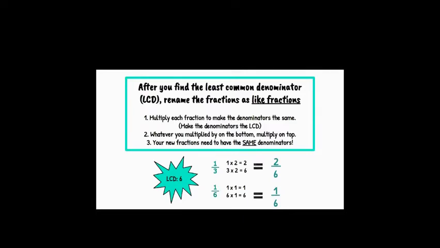If we do the one below, 1/6, once again, our denominator needs to be the LCD, which we already figured out was 6. We did 6 times 1 in order to get 6. And then whatever number we multiplied on the bottom, we have to multiply on the top. 1 times 1 is 1, so your new fraction is 1/6. So now we're ready to move on to the next step, now that we have renamed our fractions as like fractions.